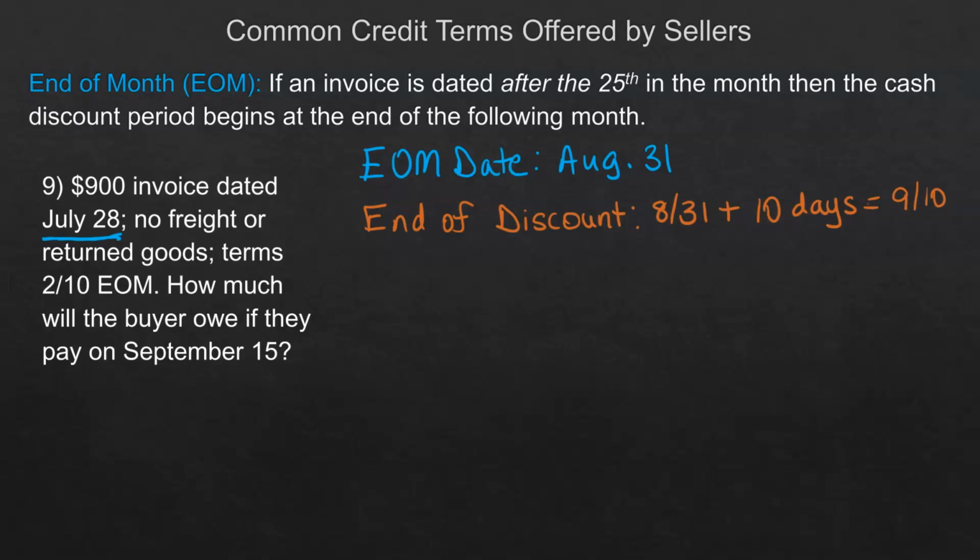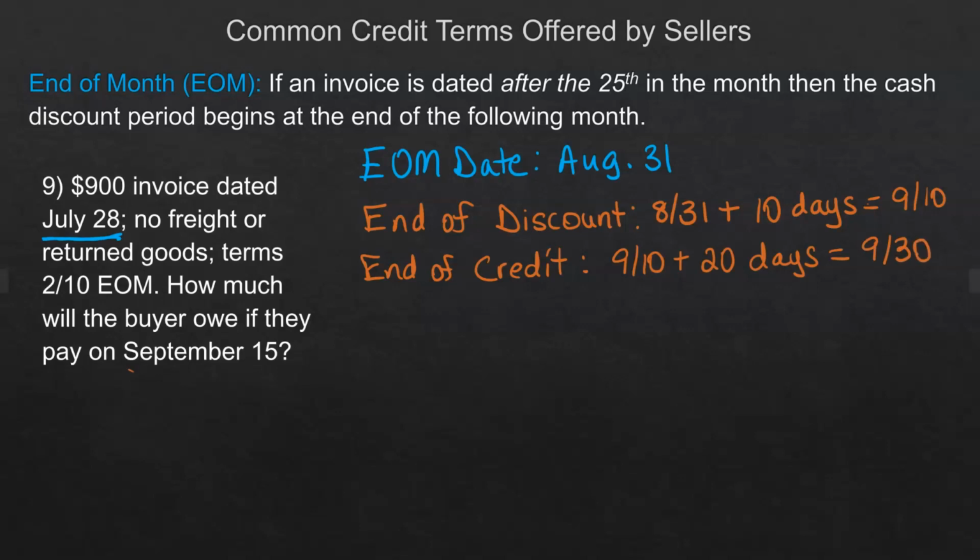So that means that we're paying after the end of discount. And our end of credit is another 20 days. I want to go ahead and put that on there so we can talk about that. End of credit is going to be, whoops, 9/10, right? The end of discount, plus 20 days. So that will be on September 30th.